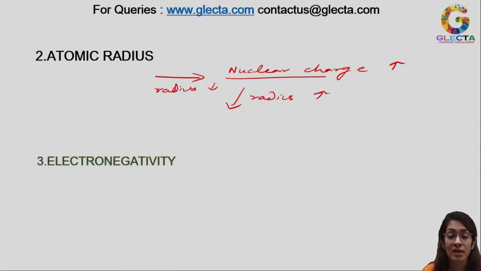Now when we talk about electronegativity, electronegativity would increase as we move from left to right across a period. Why is that? Since the atomic radius decreases in a period, the attraction between the valence electron and the nucleus would increase. Hence the tendency to attract the shared pair of electrons would increase, and as a result the electronegativity would increase. As we know, electronegativity is the measure of the attraction of the electron by the nucleus.